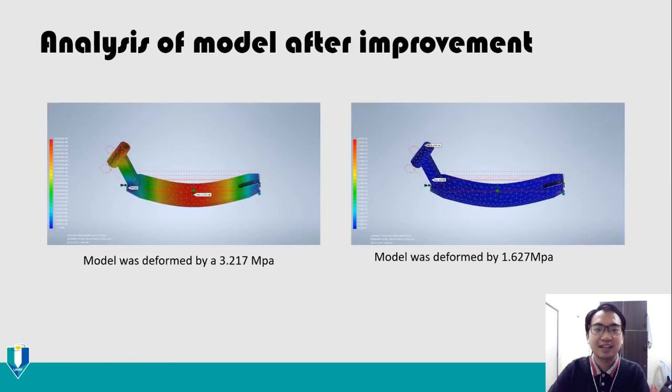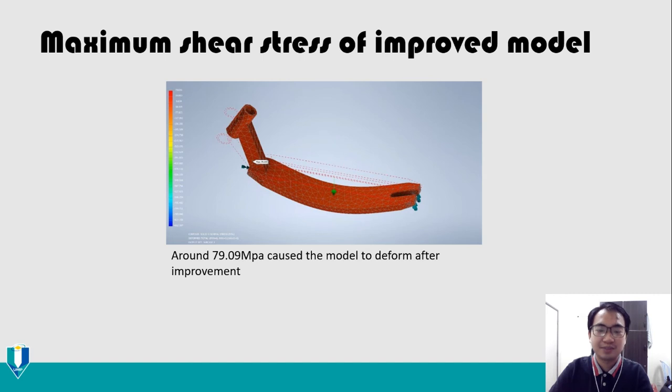In the next slide, you can see that this is the analysis of the model after improvement. After improvement, the model was deformed by 3.167 megapascal compared with the model before improvement as displacement, and the von Mises stress after improvement was 1.627 megapascal. After improvement, the maximum shear stress is around 79.09 megapascal. That's all for me. Thank you.